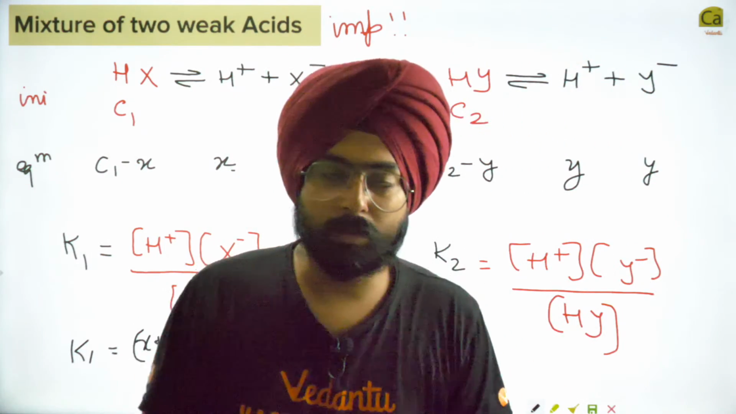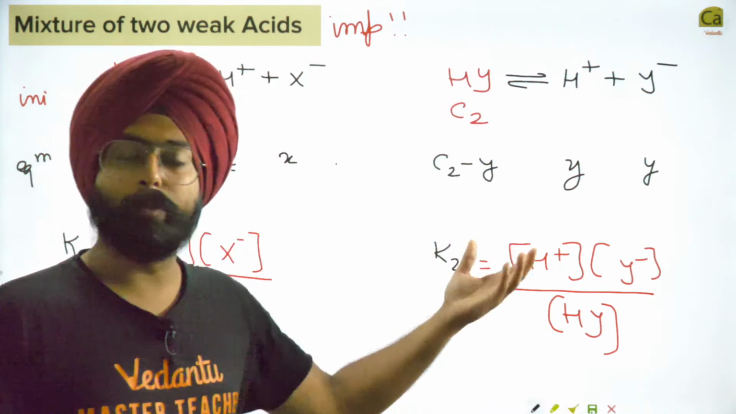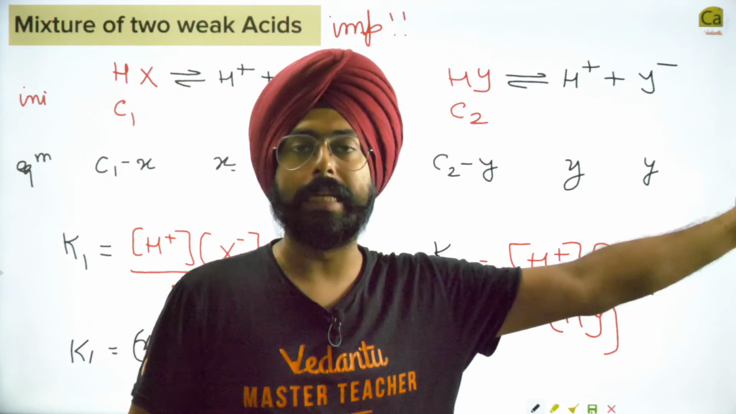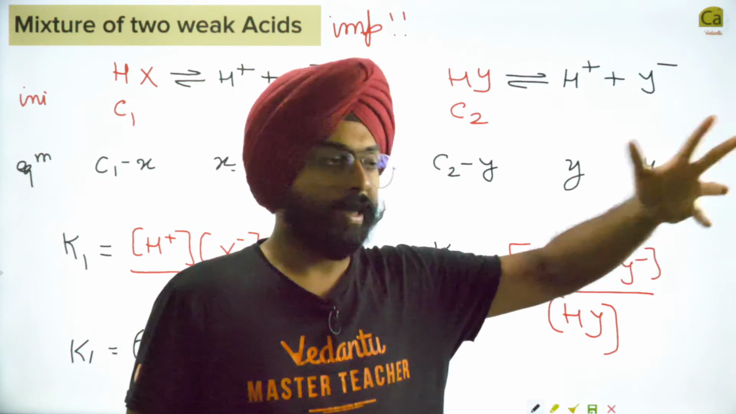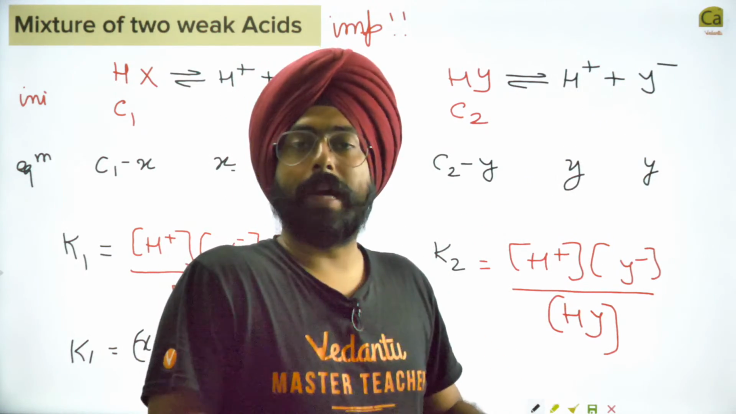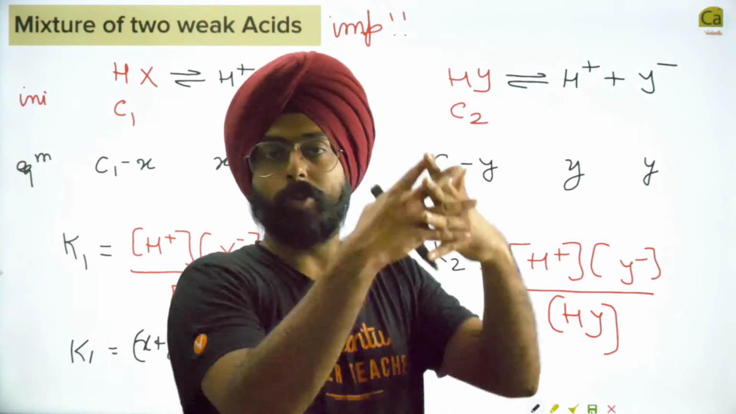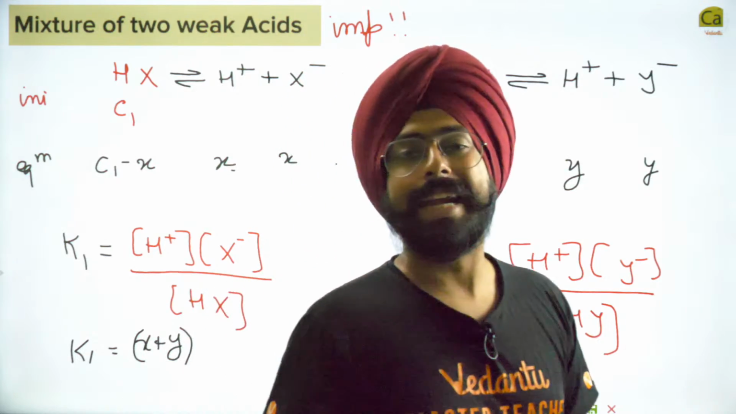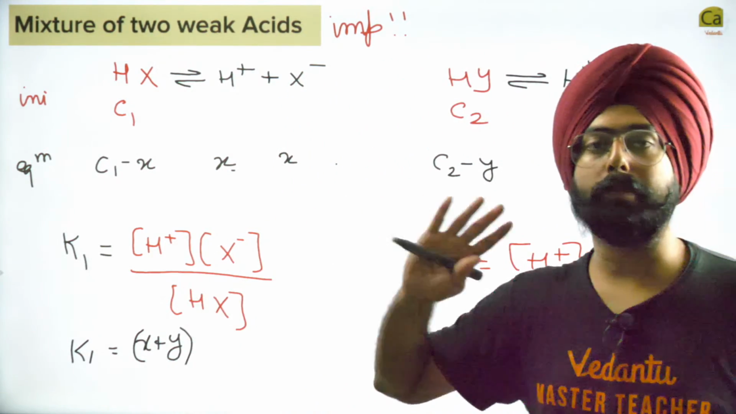So when you mix both of these weak acids, both of them will not dissociate completely. They both will not dissociate to their full potential. They will be affected by the presence of H positive in both the reactions, common ion effect, and this is how we are considering it mathematically.